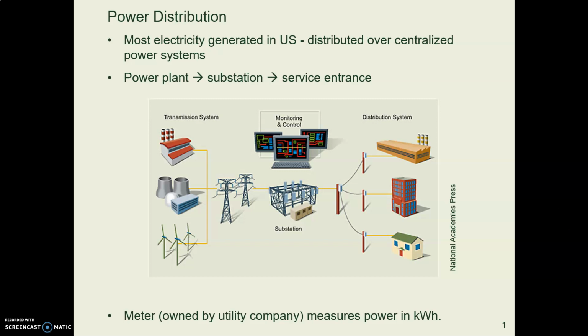In the U.S., most power is generated at centralized power plants. Might be a hydroelectric dam like at Bonneville, might be a big wind farm like out in eastern Oregon. Some sort of centralized system, and the power is sent over these transmission lines to substations, which are like giant switches with transformers. And from the substations, that power is then distributed out to businesses and houses.